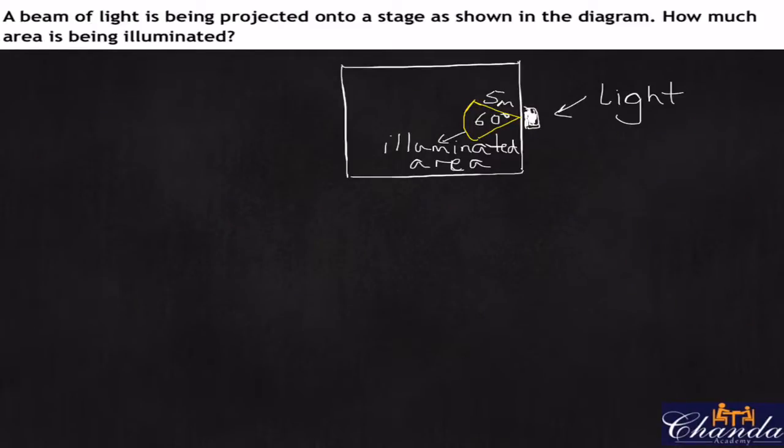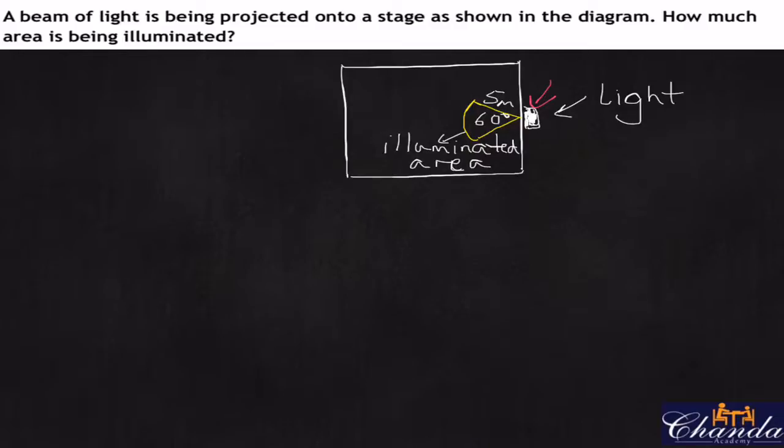Alrighty, so this question says, a beam of light is being projected onto a stage as shown in the diagram. How much area is being illuminated? Okay, so we have the light, which is sitting here. Let me use a different color so it stands out. So that's the light right there, and the yellow portion is the area that's being illuminated.